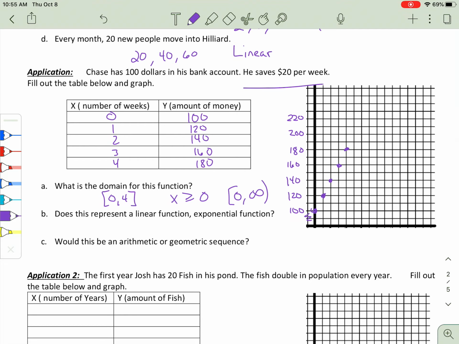Does this represent a linear function, exponential function, or what? Well, as you look, it kind of looks like a straight line. It's adding every single time, so this would be linear, which would make it arithmetic.